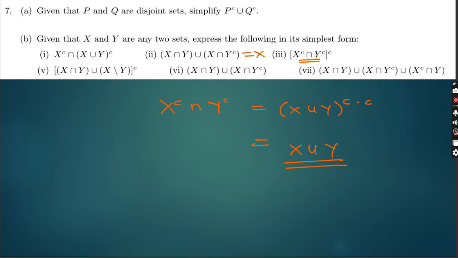Very simple. So guys, before you watch this video, I kindly beg you to go and watch back the video on laws of set theory. I explained that video. If you don't have it, you request it from me so that I send it to you.